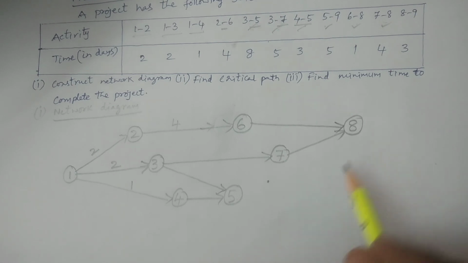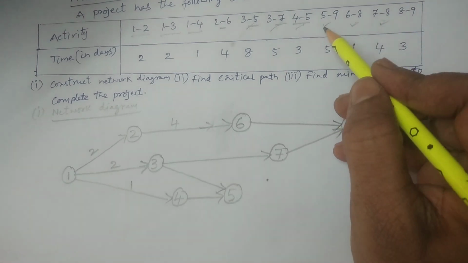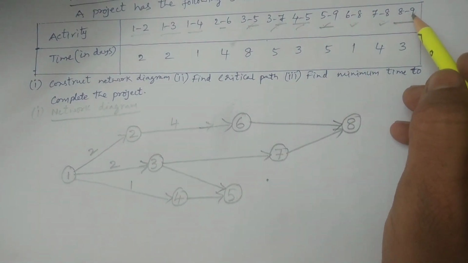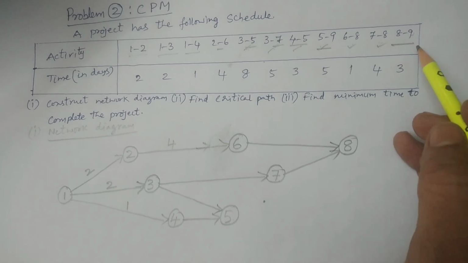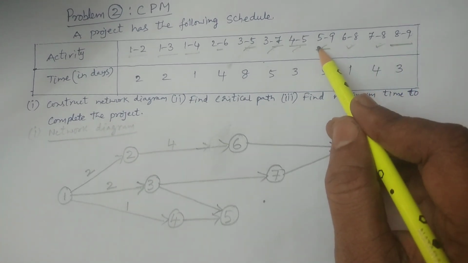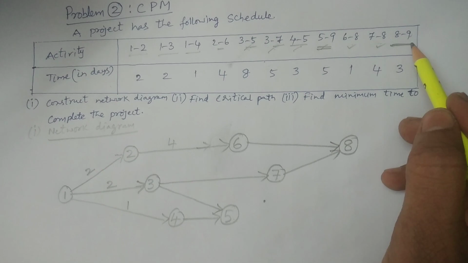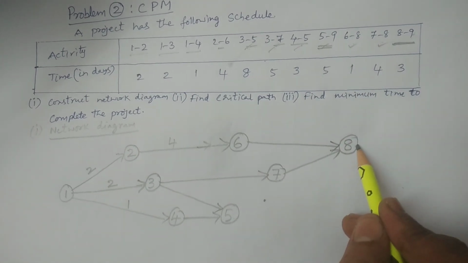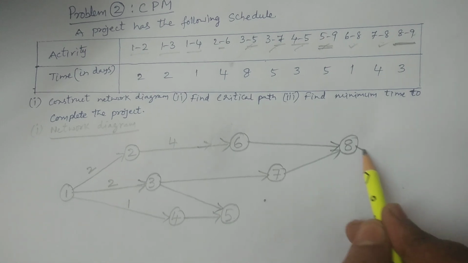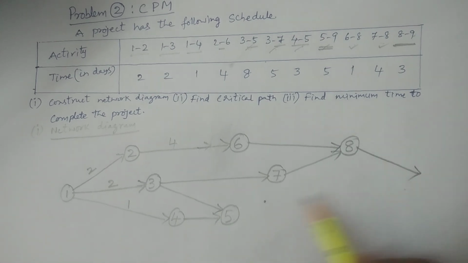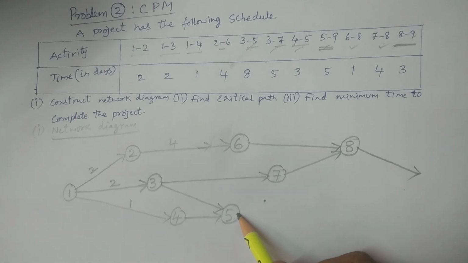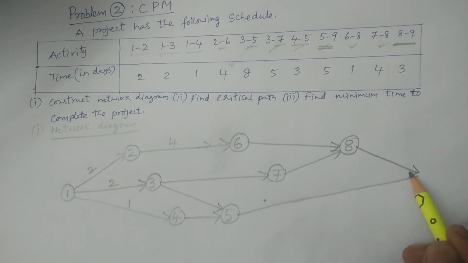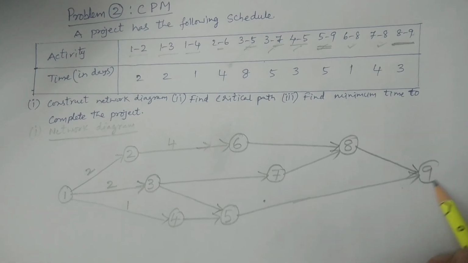And you have two activities left that connect with the last node. 9 is the last node. It is connected from 5 and 8. So 5 to 9, 8 to 9. So I am constructing 9 here, and I also connect from 5 to 9 and 8 to 9.